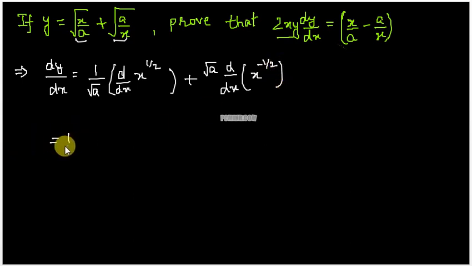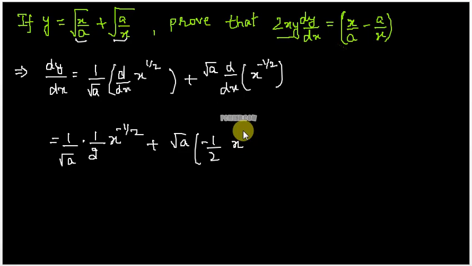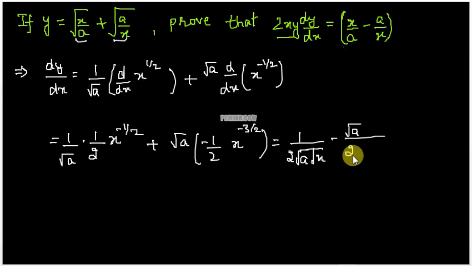So what do we get here? 1 upon root a as it is outside. Derivative of x raised to the power 1 by 2 is 1 upon 2 x raised to the power 1 by 2 minus 1, which gives x raised to the power minus 1 by 2, plus square root of a, x raised to the power minus 1 by 2, so you would have minus 1 upon 2 and x raised to the power minus 1 by 2 minus 1, so it's minus 3 by 2. We'll just rearrange the terms properly. We would write 1 upon 2 root a into root x, and minus root a upon 2 into x root x.